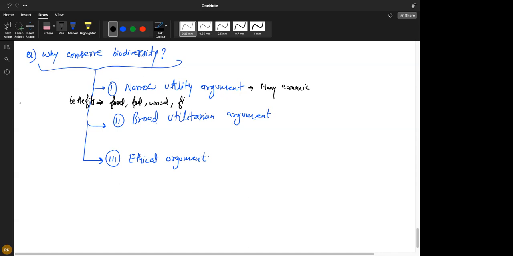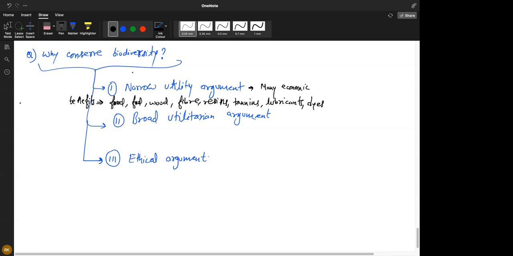We get fiber from nature, like cotton, wool, correct? We also get a lot of industrial substances like resins, tannins. These are all chemicals. We get lubricant and dyes, correct? These we all get from nature. So we have a lot of economic benefit if we protect nature, conserve nature in its full glory.